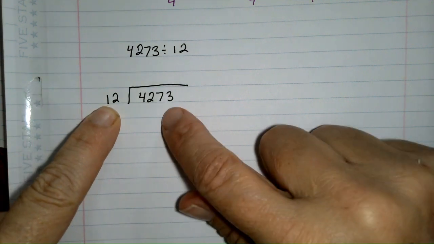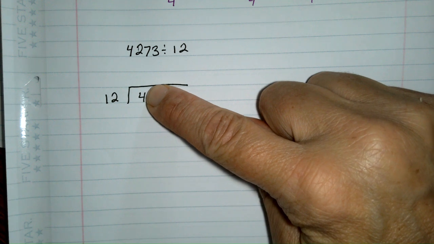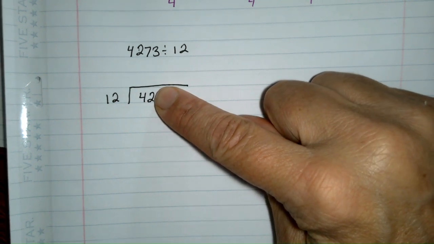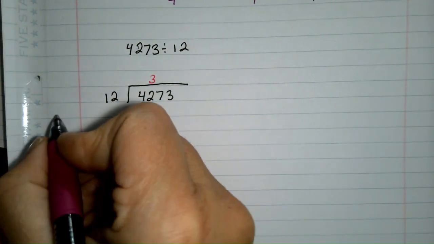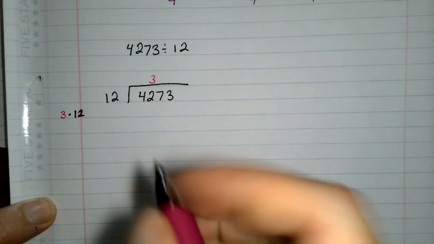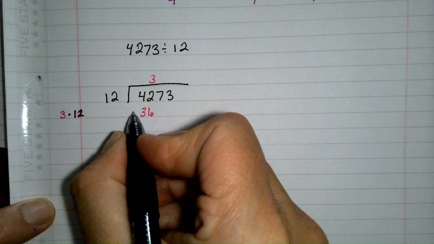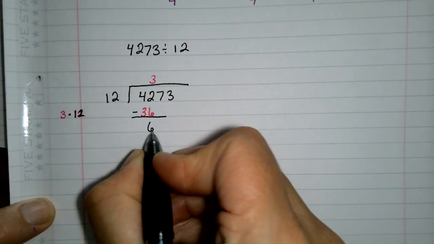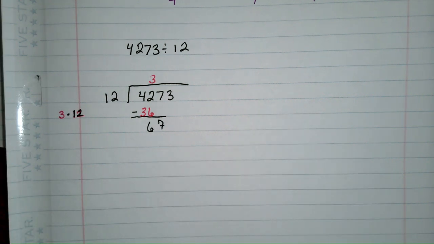Okay, so we're trying to get 12 to go into this number. Does 12 go into 4? No. Does 12 go into 42? Absolutely, yes. It goes in 3 times. Now we know 3 times 12, and we're multiplying by the 12 because it's what's up front, is 36. And then after that, you subtract and bring down, you can either bring everything down or just bring the next number down. I like to just bring the next number down.